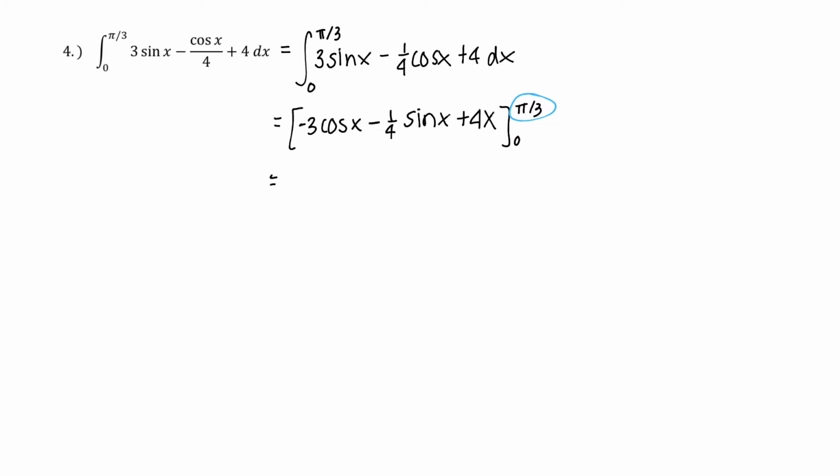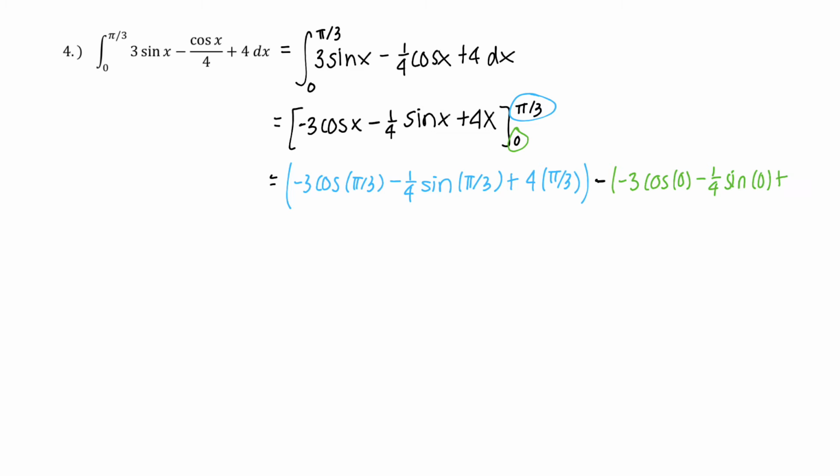So plugging in pi over 3 first, we have negative 3 cosine of pi over 3 minus 1/4 sine pi over 3 plus 4 times pi over 3. And then we plug in 0. So subtracting our lower bound. So this will be negative 3 cosine of 0 minus 1/4 sine of 0 plus 4 times 0.